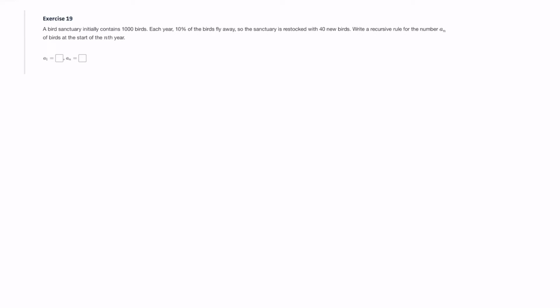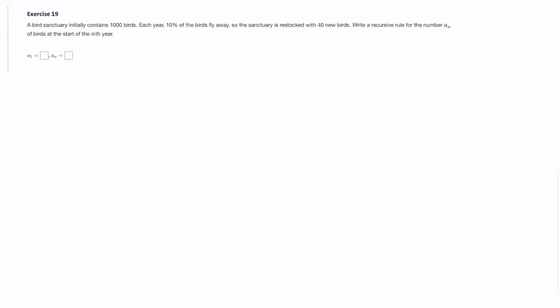The next question I'm going to take a look at is number 19. This one says, the bird sanctuary initially contains 1,000 birds. Each year, 10% of the birds fly away, so the sanctuary is restocked with 40 new birds, and we're going to write the recursive rule for the number A sub n. I think the important thing to note here is that if each year 10% of the birds fly away, what do we have left? That's the number that we need for each and every term.